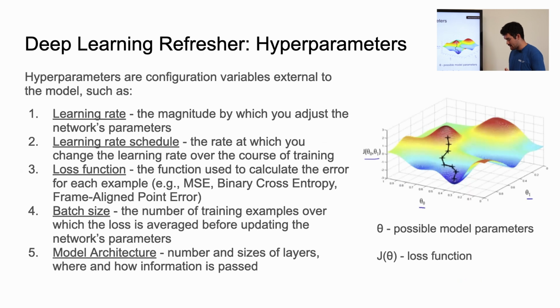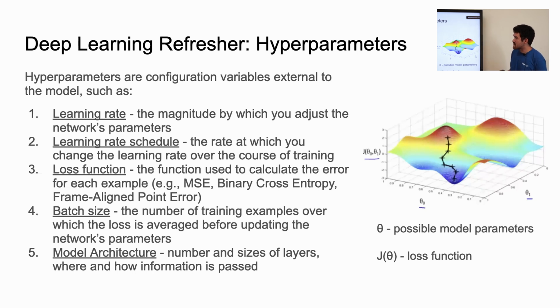Another key element of deep learning is hyperparameters, and these are not trainable parameters like slopes or weights and biases, but rather they pertain to the configuration of a model. So this includes things like the learning rate, which is the magnitude by which you adjust the network's parameters as you're updating and nudging things in the direction of their gradient on this loss landscape.